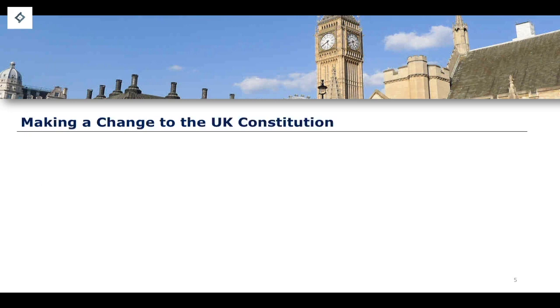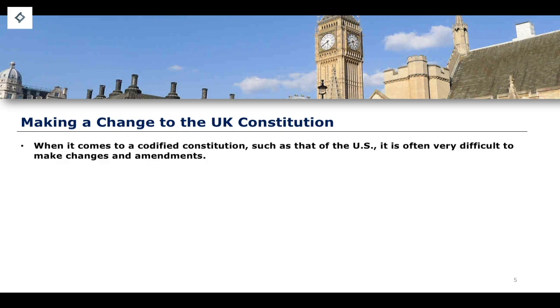So given the fact that a constitution, the UK's constitution at least, is made from a number of different sources, what is the process by which you can make a change to the UK's constitution?